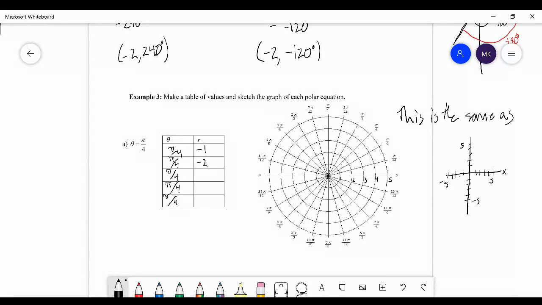Negative 1, negative 2, 2, 3, 4. So we are at pi over 4. Sorry. There we go. A little tricky at the bottom. Negative 1, negative 2, 2, 3, 4, right? If we connect those, we can see that that is just a line.